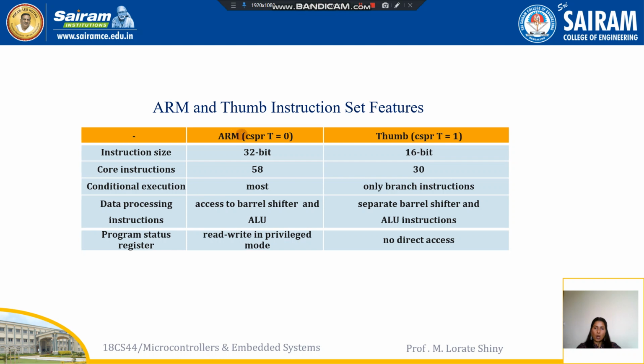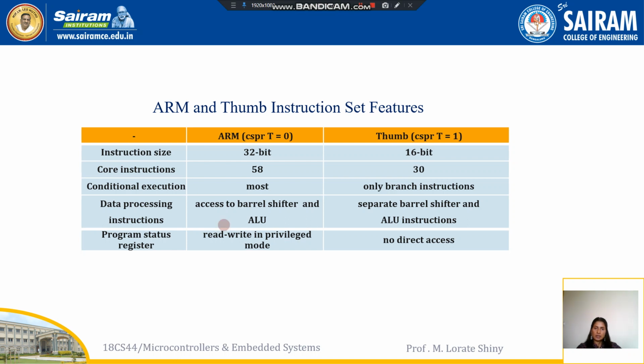Here is the comparison between ARM and Thumb. ARM will be selected when the CPSR T bit is 0. Thumb will be selected when the CPSR T bit is 1. If we take instruction size, the ARM instructions are 32-bit in size, the Thumb instructions are 16-bit in size. Next, core instructions. In ARM state, there are 58 instructions. In Thumb state, there are only 30 instructions.